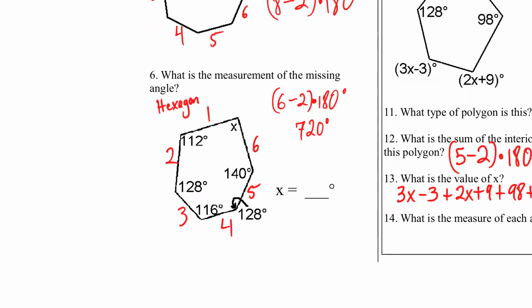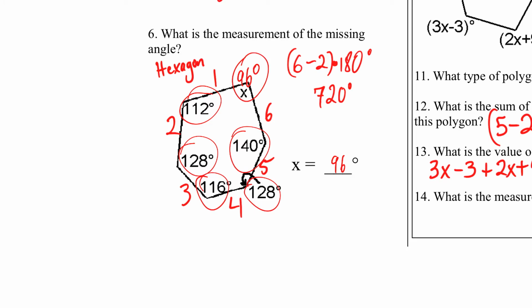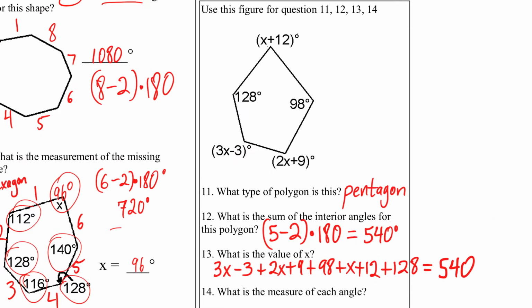Back to number 6. So if you do 720 minus all 5 of these, what does that leave you for that one? Leaves you 96 degrees. So you just do 720 minus all those, gives you 96.